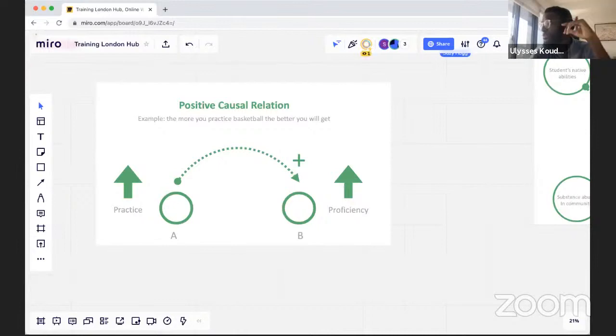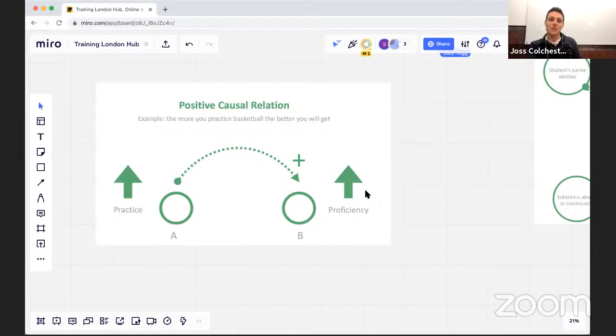Anybody? I'll try myself at this one. Just Ulysses here. So eventually he says that the more you practice, the better you become, right? Your proficiency will increase. And what's the opposite? What's going to happen? The less I practice, well, the less proficient I will be, right?